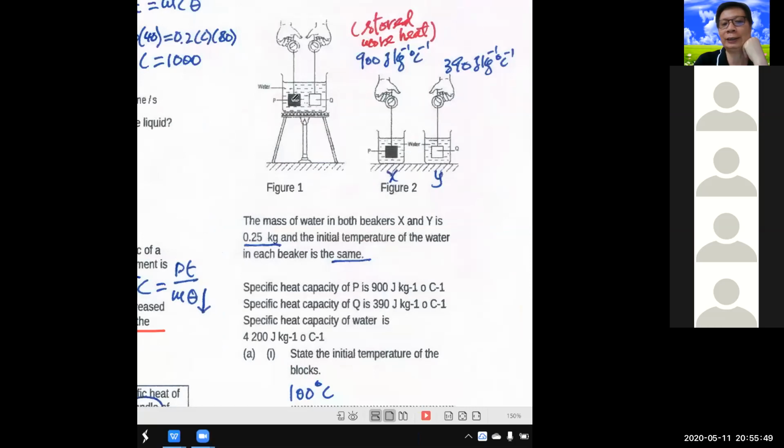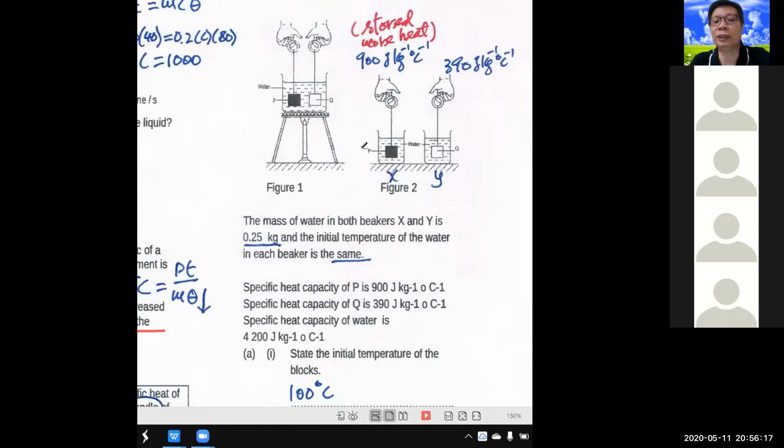So it stores the heat here, then transfers the heat to heat up the water. Transfer the heat to here to heat up the water here. Okay, what if we assume all the heat energy carried by the block is used to heat up the water, with no heat lost to the surroundings? That is our assumption.